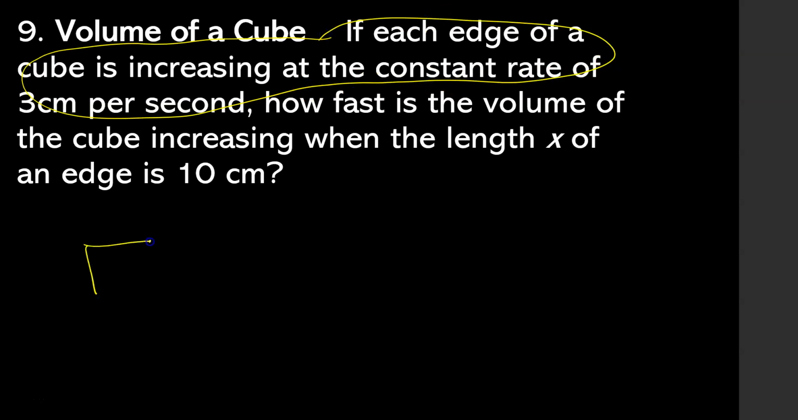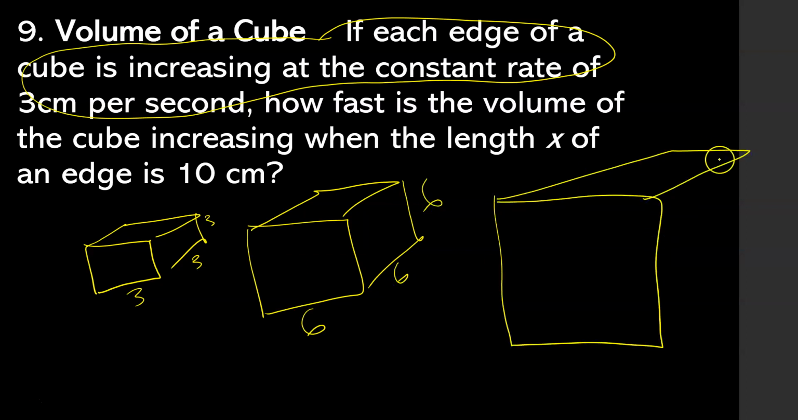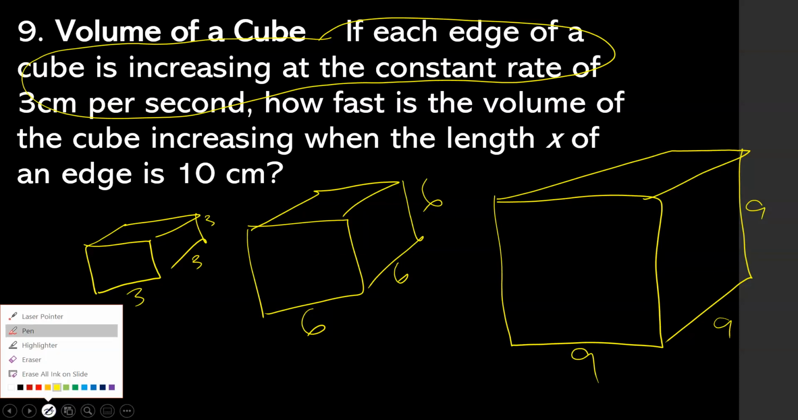So you can't really draw a cube that's increasing. So think of this as multiple cubes. At the beginning, maybe the cube has a size 0. 1 second later, each side of the cube would be 3 centimeters long. After another second, each side of the cube would be 6 centimeters long. After another second, each side of the cube would be 9 centimeters long. And we want to know the growth rate of the volume of the cube right after this 9 centimeter part, right at 10.